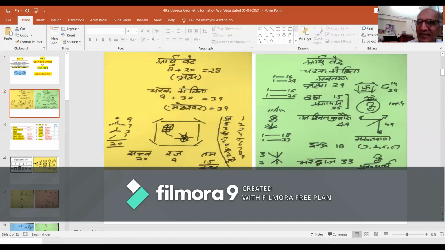Charak Samhita leads us to TC value 9 plus 30 is equal to 39. Value 39 is parallel with TCV Maheshwar, Transcendental Lord. Ayurveda leads to TC value 28 parallel with TCV Brahm. Charak Samhita leads to TC value 39, Maheshwar.